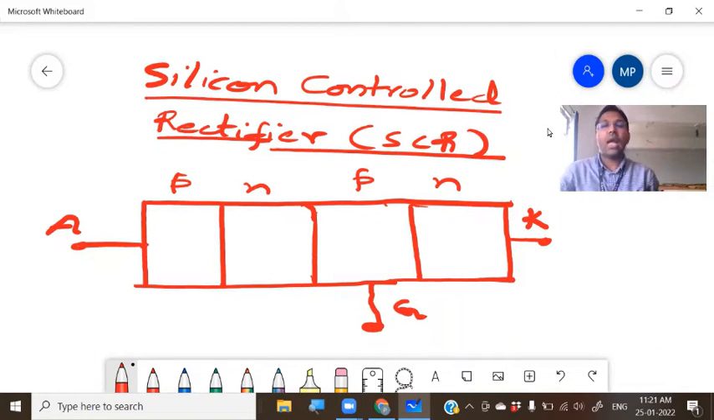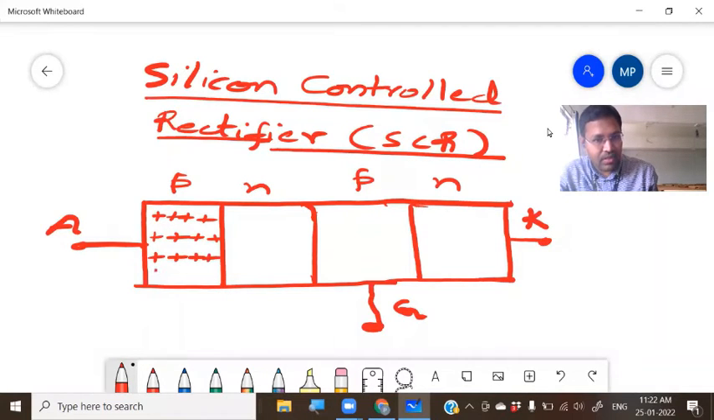The outermost regions are heavily doped. What are the outermost regions? This P region, it's heavily doped. So I will write more number of holes here. Heavily doped, so it has more number of holes. Holes are positive charge, isn't it? So that is the reason I am mentioning more number of positive charges.